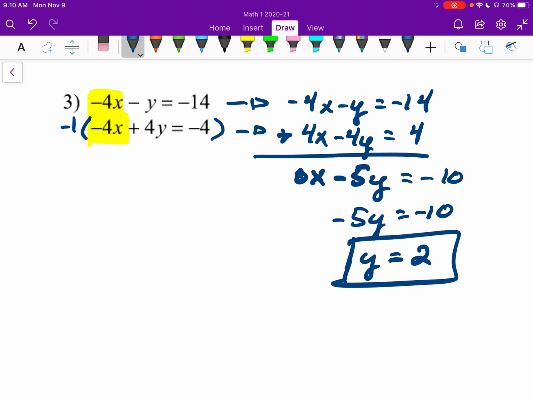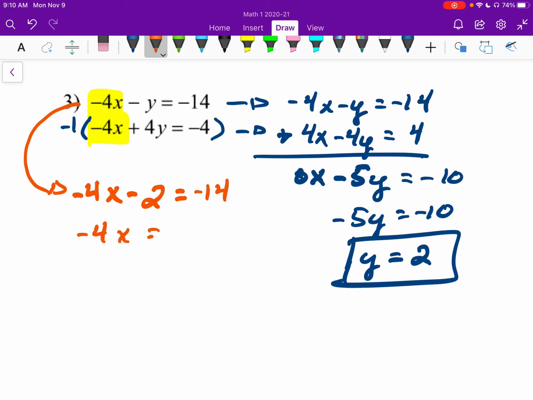I'll use the top one. So I've got negative 4x minus 2 is negative 14. Negative 4x equals negative 12, excuse me, not negative 10. And then x is going to be positive 3.